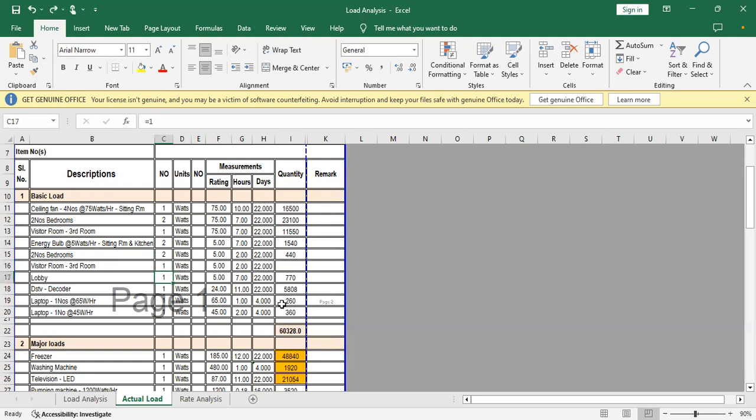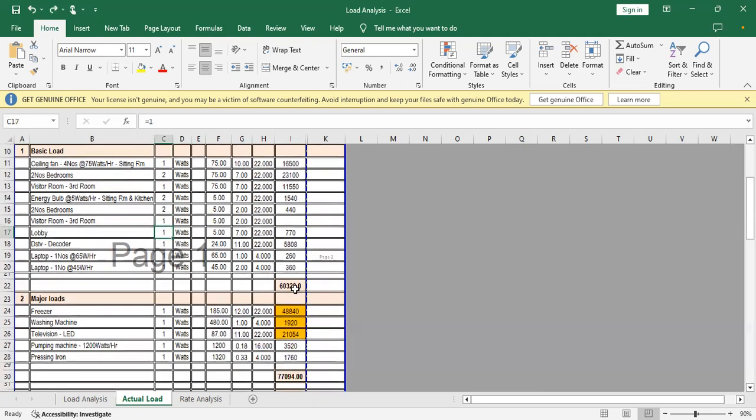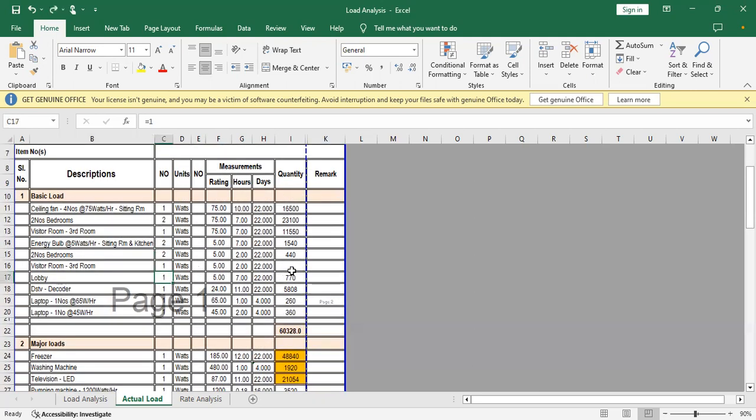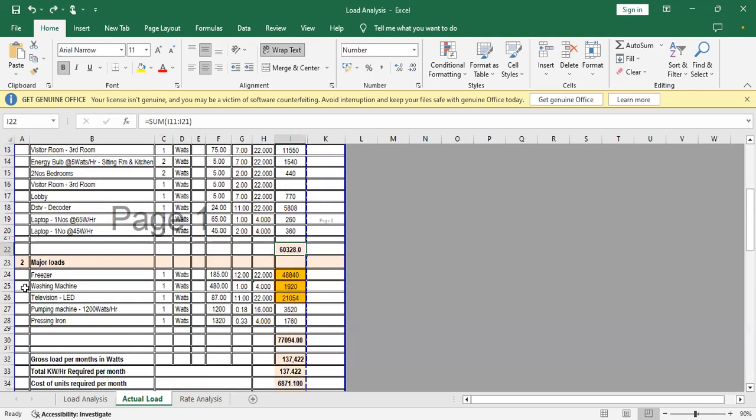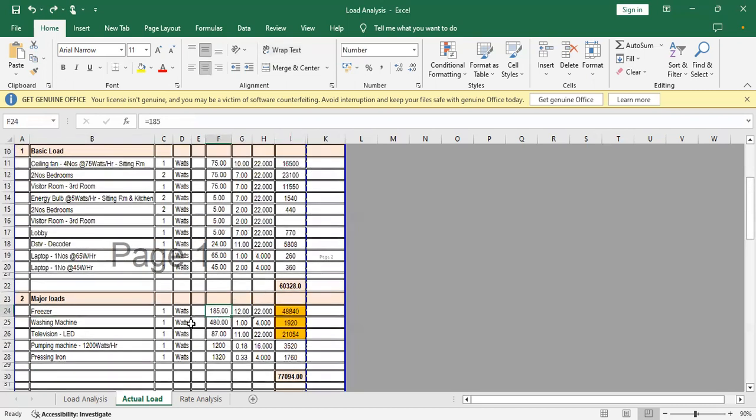So if you compute all this, the basic load you are going to use in 22 days, which is, let's say, a month in some places in Nigeria, due to energy supply condition, is about 60,328 wattage. Now, for major load, freezer, for example, which is 185 watts per hour.